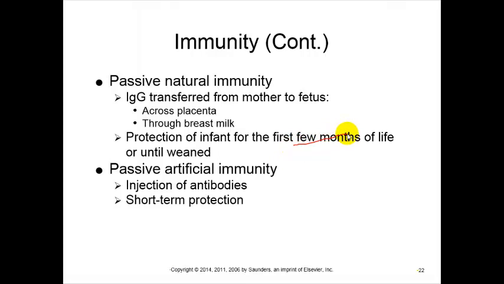Then we have artificial passive immunity. This is where we actually take the serum from one person, take those antibodies, and inject them into another person. And we did see this happen with the Ebola virus.